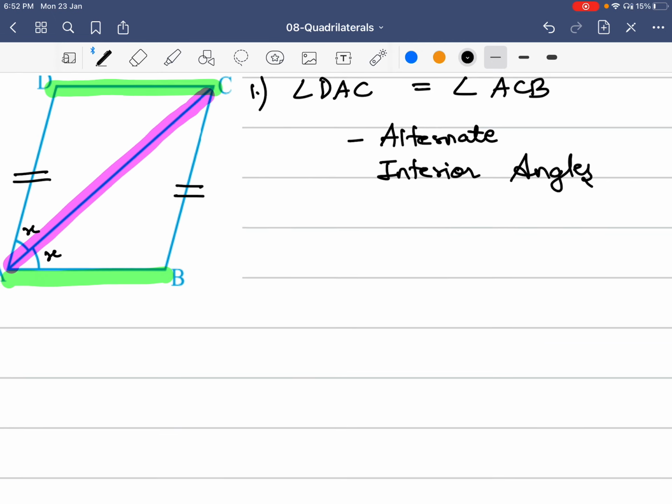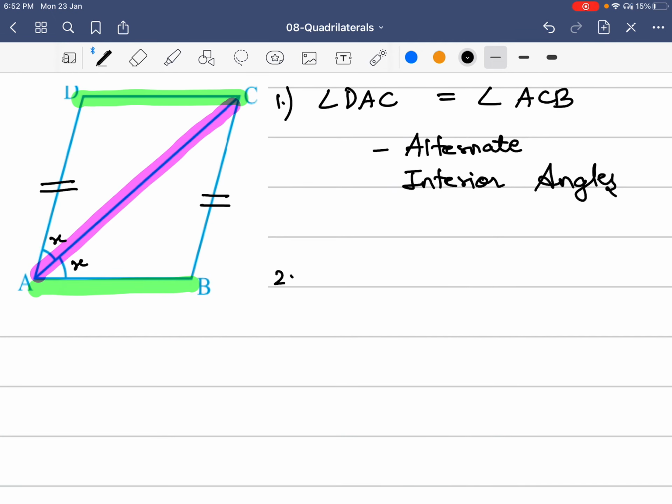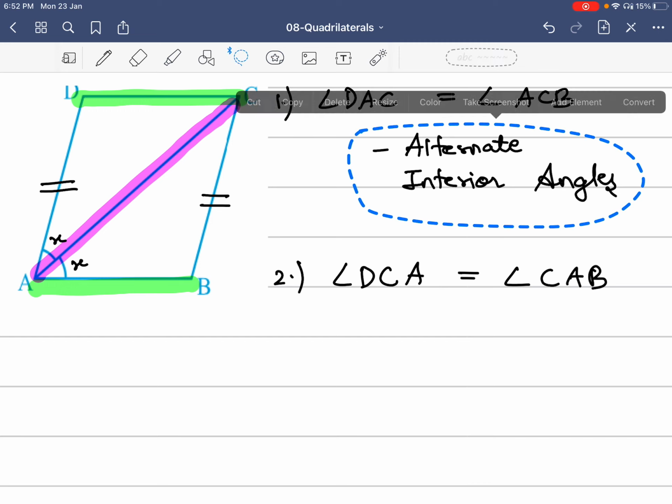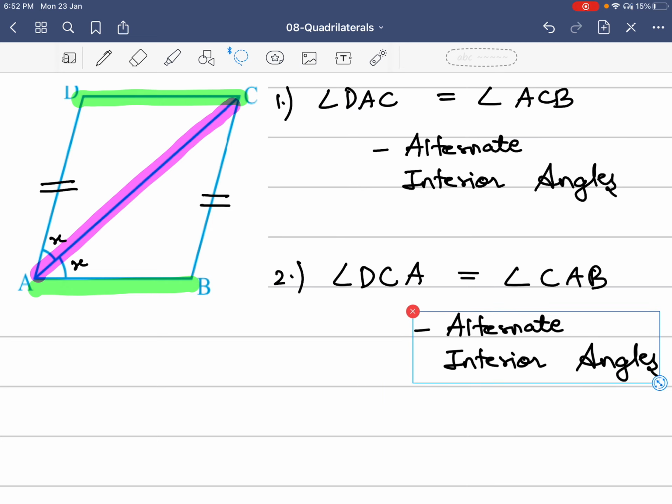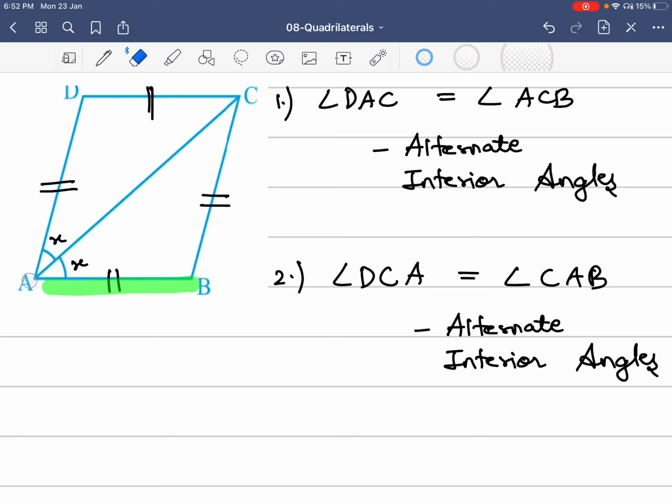So we have the second point, angle DCA is equal to angle CAB. And what is the reason? The reason is exactly the same as this, because they are alternate interior angles. Copy and paste. Why? Because they are alternate interior angles. For which two parallel lines are they alternate interior angles? For DC and AB. So I'm going to erase this so that it doesn't look messy.